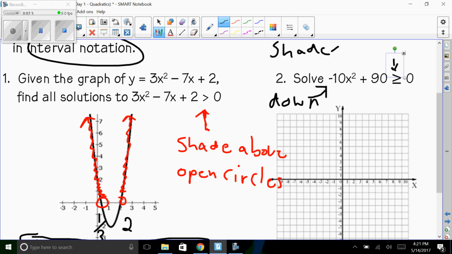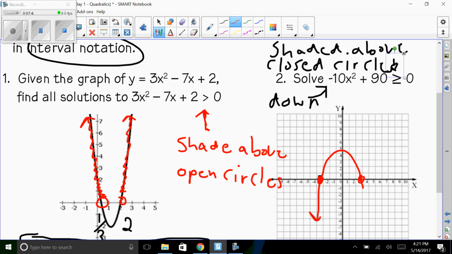shaded above and closed circles. All right, so at negative 3, closed circle, and at 3, closed circle. And because the leading coefficient is negative, it's going to open downward. We don't really care about how high the vertex is and all that stuff. We just need a rough sketch.